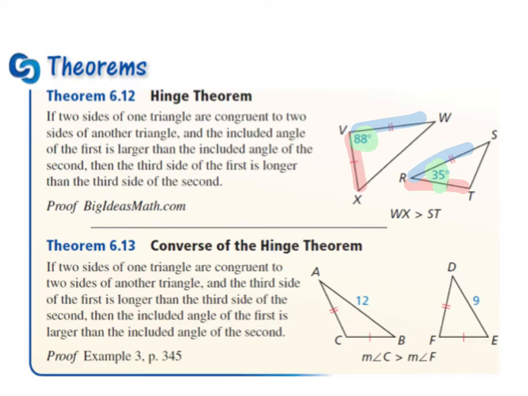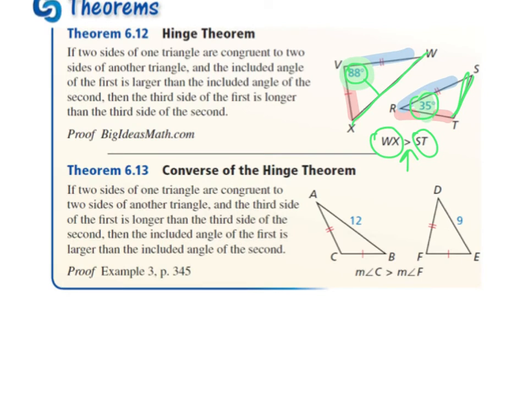So if you notice, we've got 88 degrees. Across from that we have side XW, and we also have 35 degrees, and the side across from it is ST. The bigger that angle, the bigger the side, which means that WX is going to be greater than ST, because the angle is greater than the other angle. And then the converse is just the other way around, where if you have two sides, 12 is longer than 9, therefore angle C is greater than angle F.